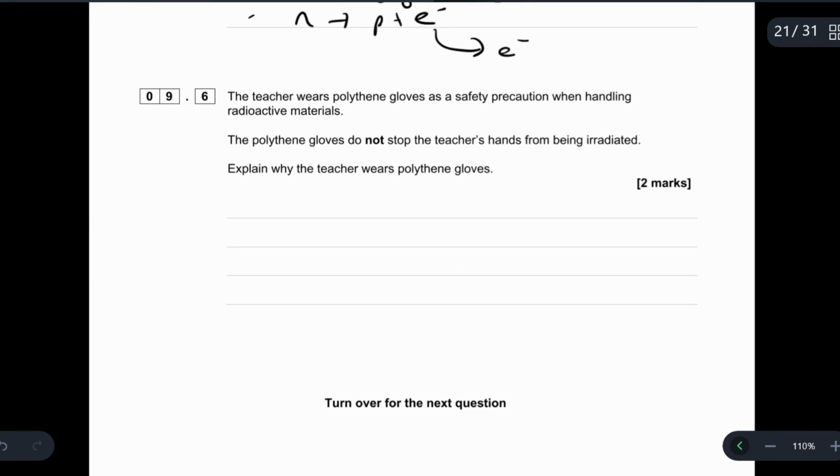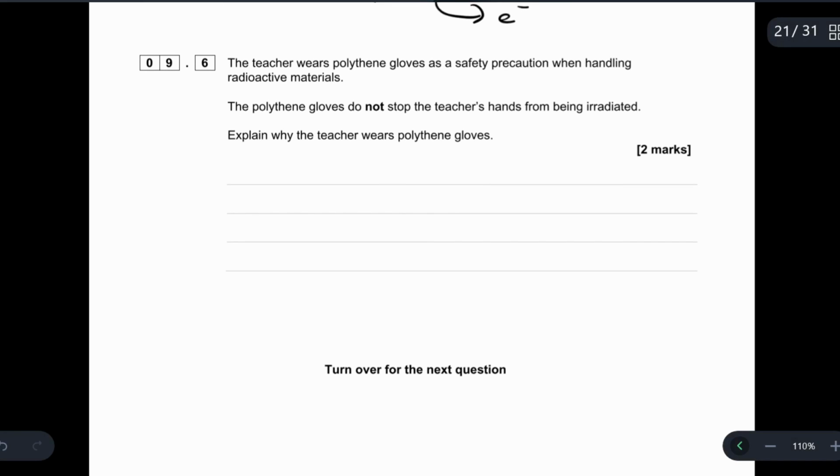Okay, 9.6. The teacher wears polythene gloves as a safety precaution when handling radioactive materials. The polythene gloves do not stop the teacher's hands from being irradiated. Explain why the teacher wears polythene gloves. So essentially now we're looking at what is irradiation. So irradiation is basically whenever you have any substance brought into the presence of a radioactive material, it's going to be irradiated by that material. There will be some incident radiation upon it, but it itself doesn't become radioactive.